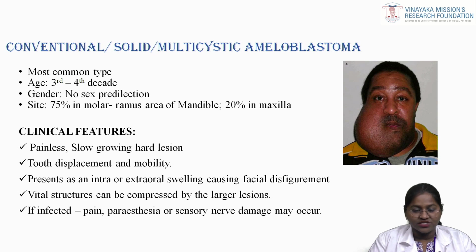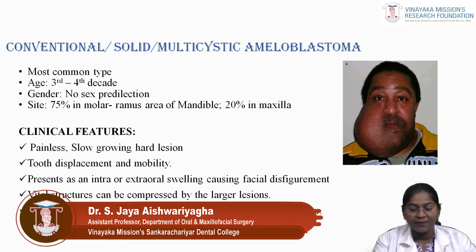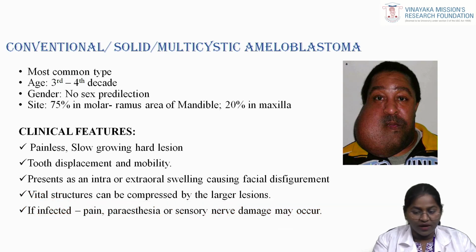So clinical features, how does it look like? It will be a slow growing hard lesion, painless, and then there may be tooth mobility and displacement. So it presents as an intra or extraoral swelling causing facial disfigurement. So here you can see a patient with ameloblastoma where there is a massive growth of the lesion and then there is facial disfigurement on the right side. Next, the vital structures can be compressed by the larger lesions.